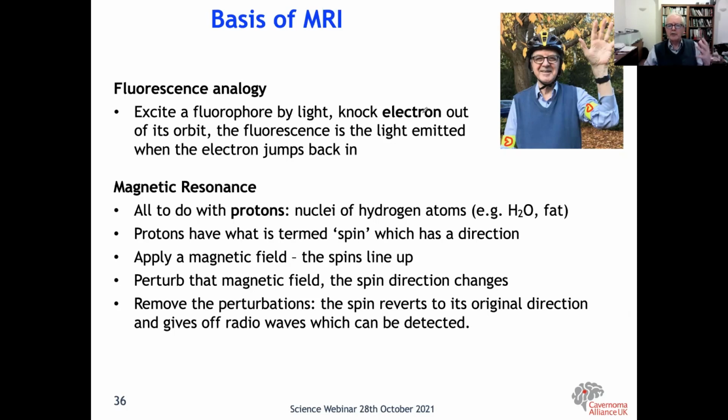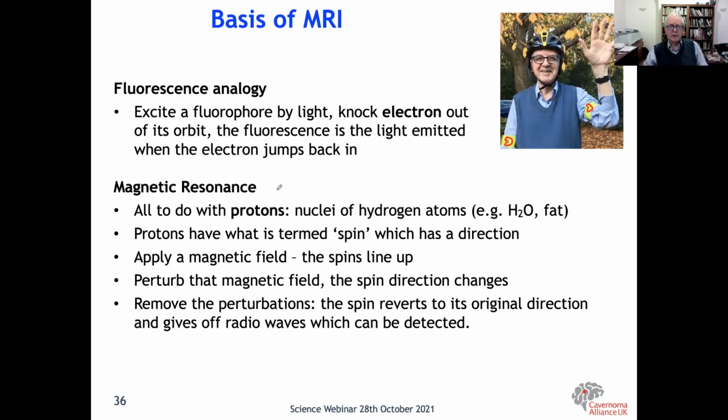And the fluorescence is the light emitted. The light knocks an electron out of a fluorophore, the car light or whatever, but then when it's been knocked out, it jumps back in again, and the fluorescence is the light signal that you get coming back. So you knock it out and it comes back again with a characteristic light, which you can measure.